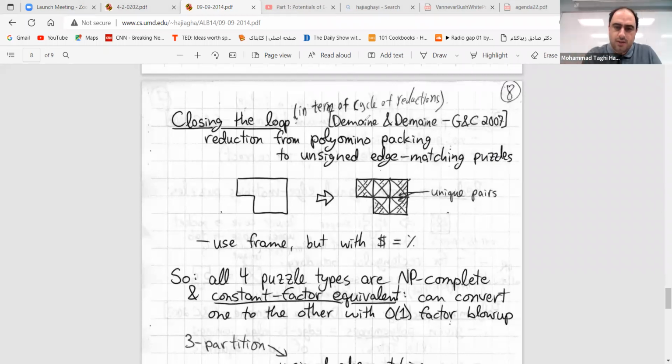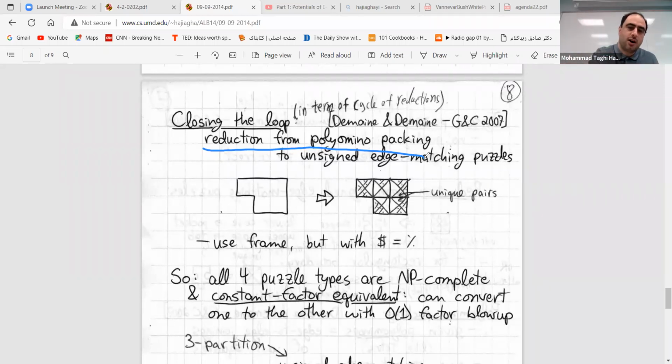Good. So what is this one? So now I want to give a reduction from polyomino packing to the unsigned edge matching puzzle. What's the meaning of that? It means that I want to solve polyomino packing with the unsigned edge matching puzzle, the original problem that we had.